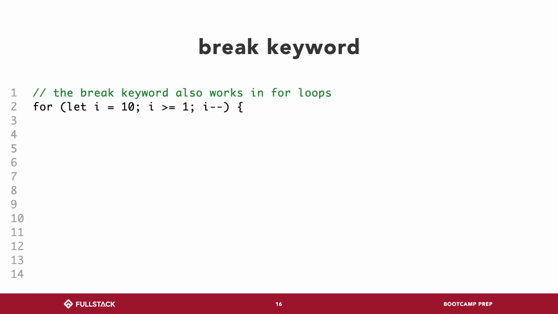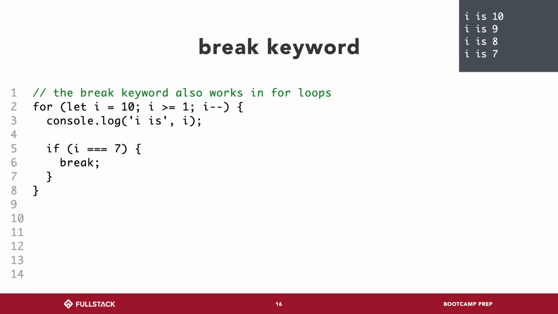The break word also works in for loops. Oh, I did this. i is 10, i is 9, i is 8, i is 7. We finally hit 7, so we break. Loop is done. Breaks out for good, does not continue on to the next iteration. You're just done.